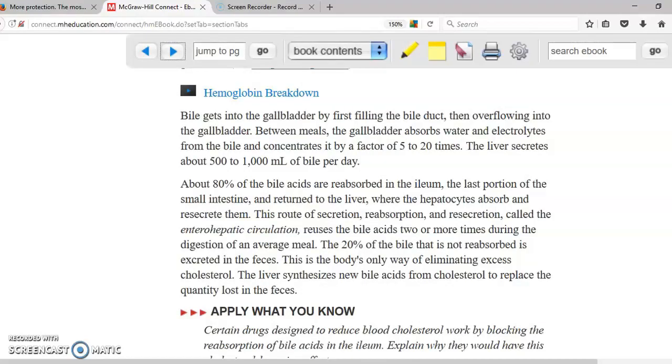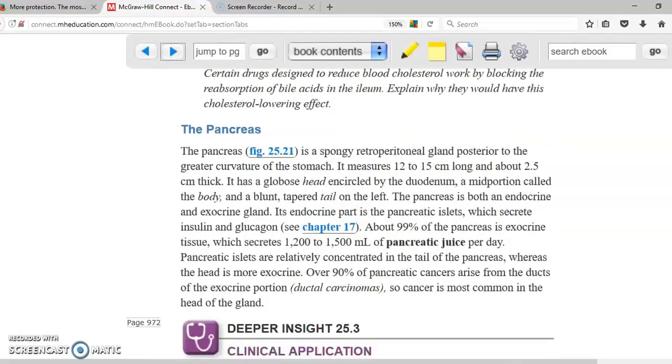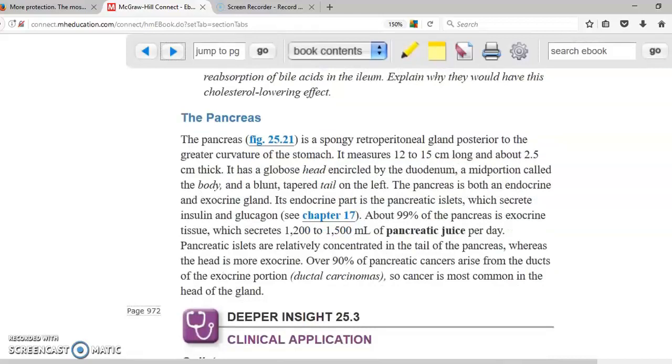Out of the bile that gets released, approximately 80% of it gets reabsorbed in order to be reprocessed into bile again. So that's something that you need to remember. The remaining 20% is eliminated in feces, and this is the only way in which we are able to eliminate cholesterol from our body. For the next topic, pancreas.